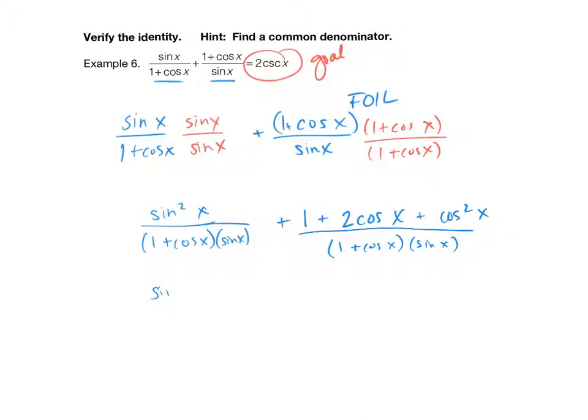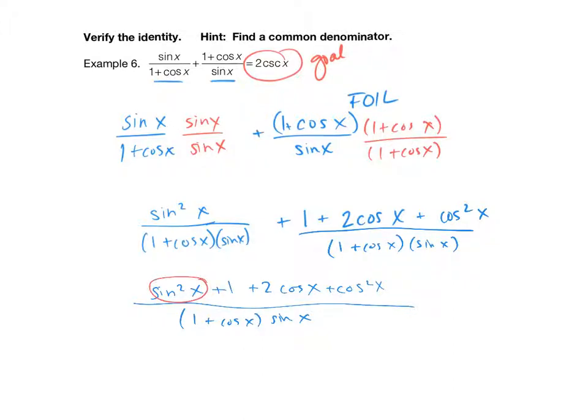Okay, so the sine squared of x plus 1 plus 2 cosine x plus cosine squared x all over that 1 plus cosine x times sine of x. It may look like we can't combine anything, but if I see sine squared of x and cosine squared of x, I know that those 2 together equal 1. So I can substitute that in, and so my fraction becomes 1 plus 1 is 2, plus 2 cosine x, all over that same denominator.